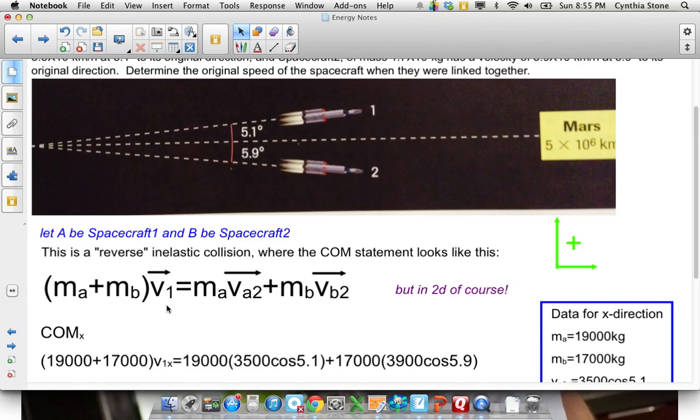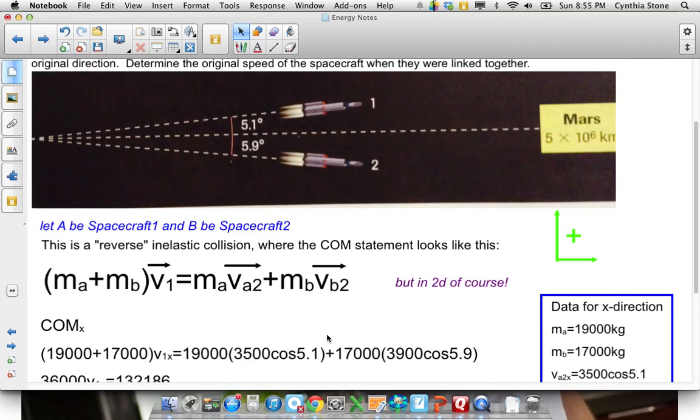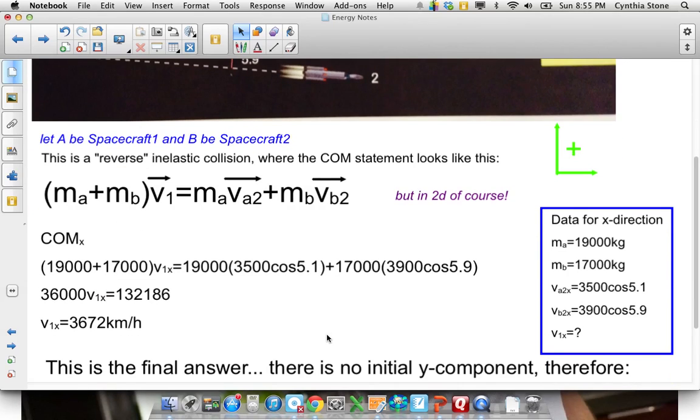When you're using conservation of momentum, if you're given kilometers per hour, as long as everything's in kilometers per hour, it's okay. So I'm going to leave it. So this is what it looks like. Here's my positive direction. So in the x direction, everything stays positive.